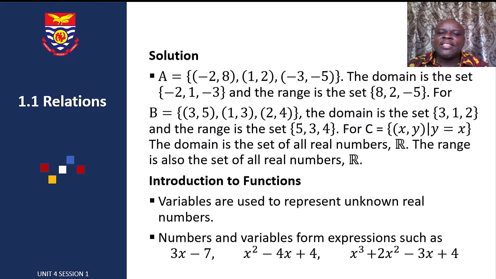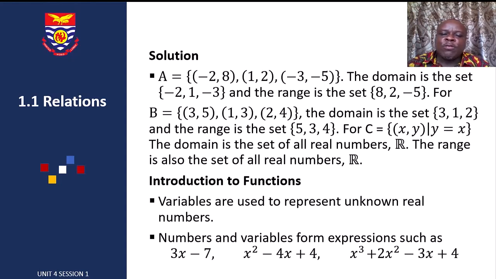And then the range will be 8, which is the second entry for the first pair, 2, second entry for the second pair, and then -5, second entry for the third pair. You do the same thing for the set B. You put all the first entries together to get the domain, and then all the second entries together to get the range. Then for C, we'll consider all real numbers as the domain, and then all real numbers as the range. Let's move on to functions.